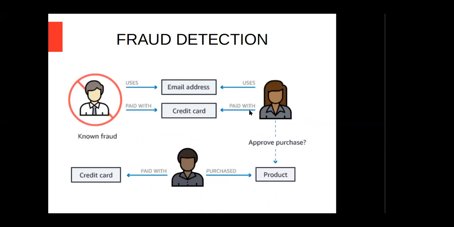Fraud detection is so simple. It's all about relationship. When you are related to a fraudulent guy, most likely you are going to be a fraudulent person. That's the thing, relationship. That's why it's critical. This person is using the same email address as this fraudulent person, paid with the same credit card, and that person approved this purchase. Then this person must be fraudulent, or this transaction is fraudulent. So you can see how relationship matters.